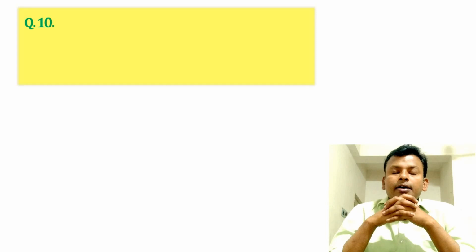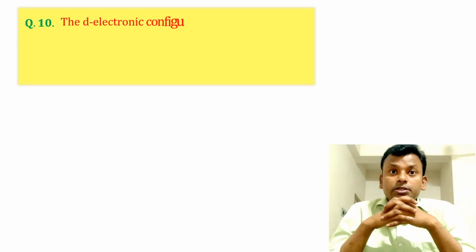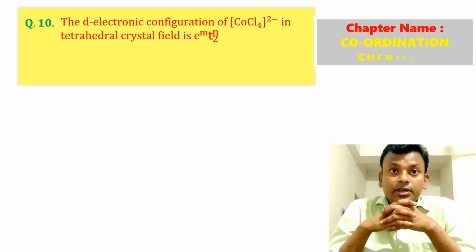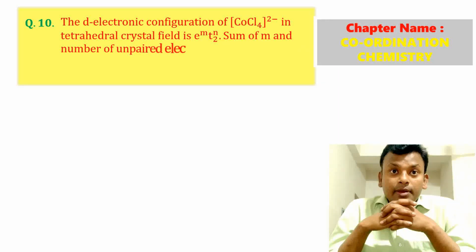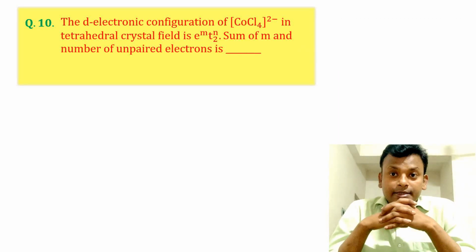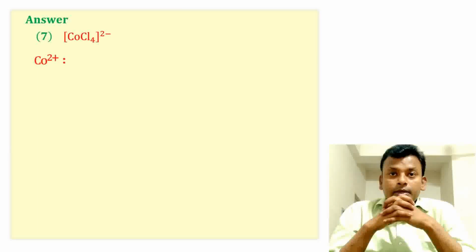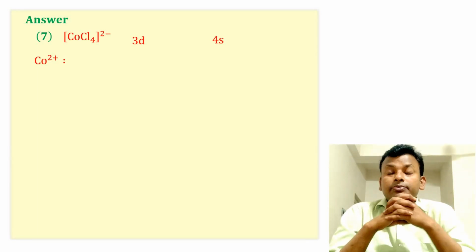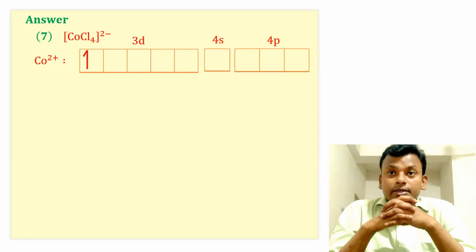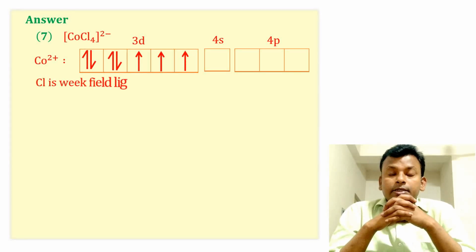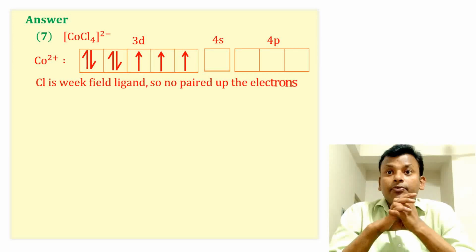Question 10. The d electronic configuration of the CuCl4 2- ion in a tetrahedral crystal field is e^m t2^n. The sum of m and the number of unpaired electrons is dash. Answer is 7. CuCl4 2-: Cu2+, here the charge is 2+. This is the electronic configuration, 3d, 4s, 4p. Cl is a weak field ligand, so the electrons do not pair up.